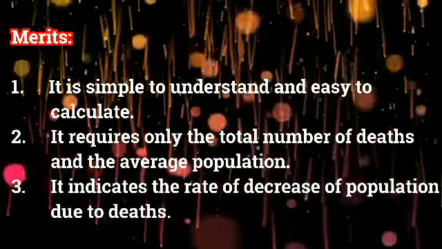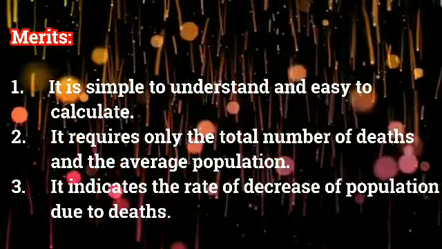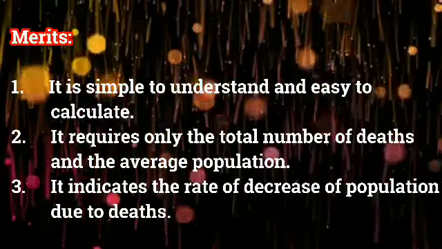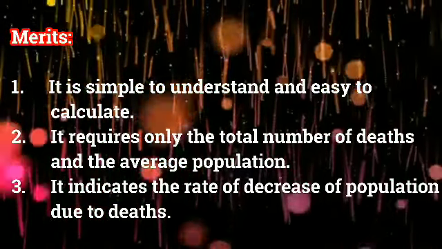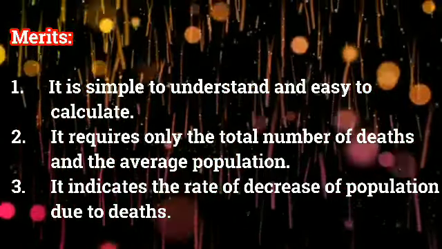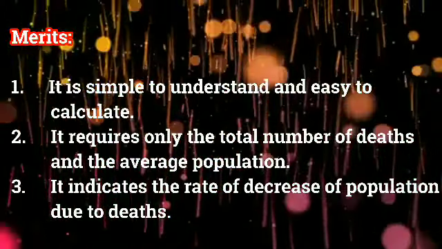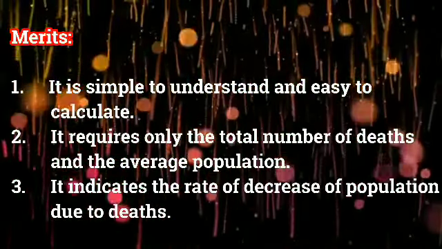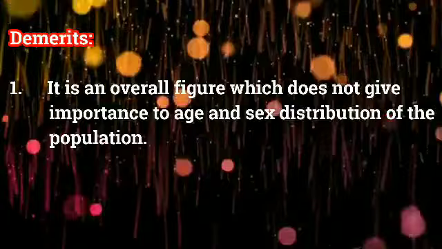That is, when a death occurs, the population will decrease. For example, if a population contains 100 individuals, and one individual dies, the population will decrease. It will come down to 99. So, when a death occurs, the population will decrease.